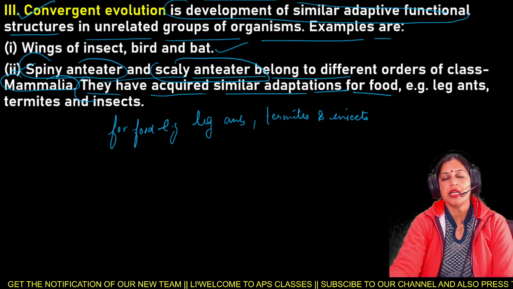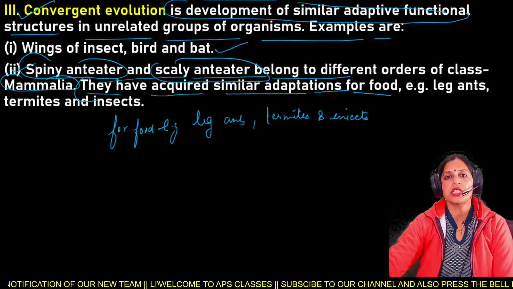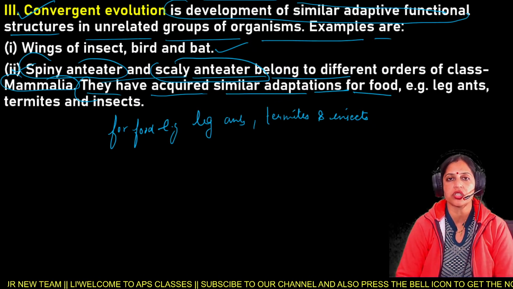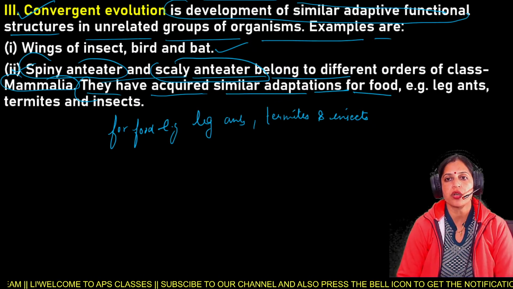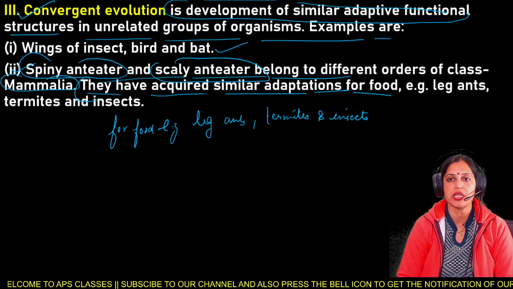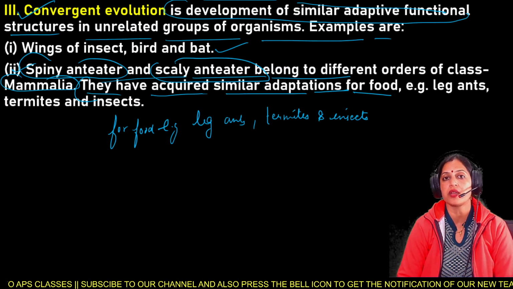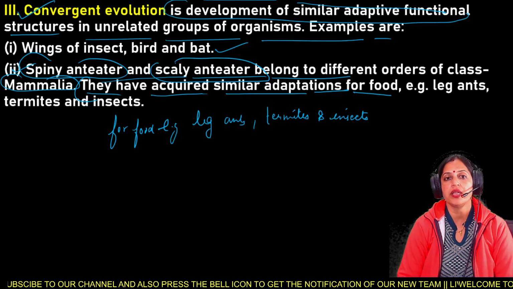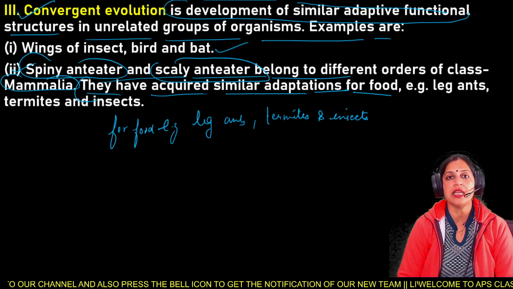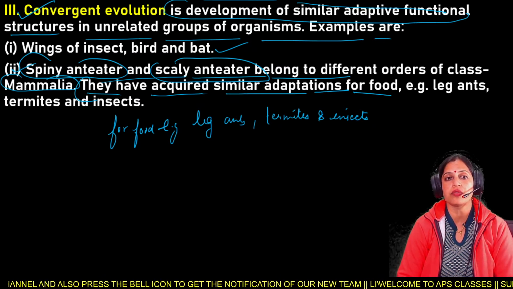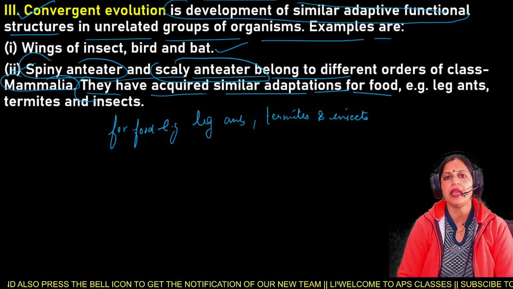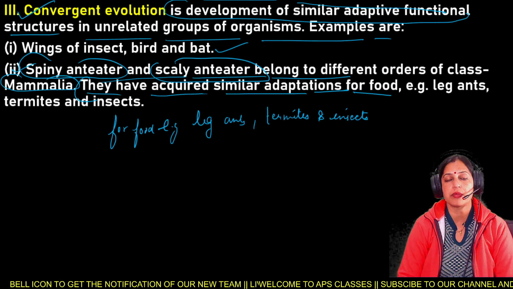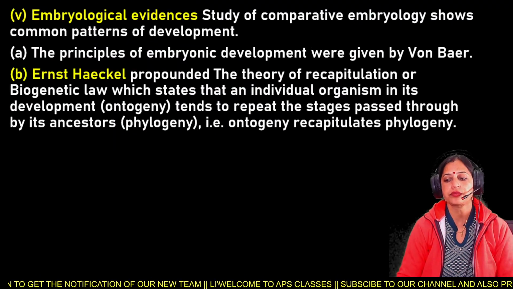So convergent evolution is the development of similar adaptive functional structures in unrelated groups of organisms, and examples of convergent evolution are wings of birds, insects and bats, etc. Whereas spiny anteater and scaly anteater belong to different orders of the class Mammalia, and they have acquired similar adaptations for food. Example: ants, termites as well as insects.